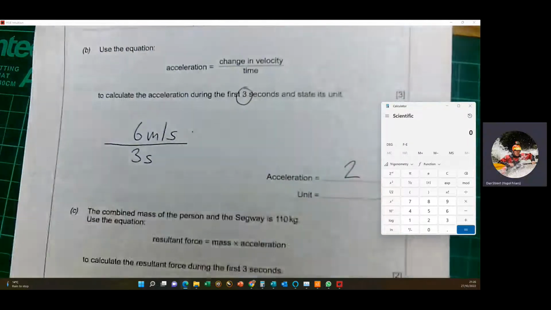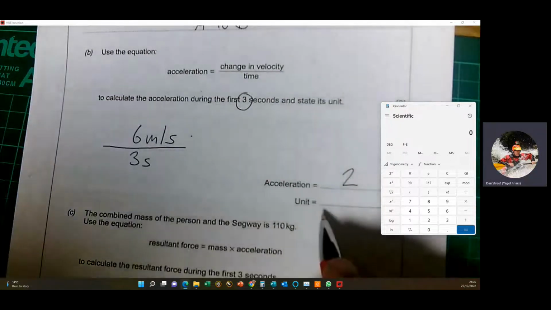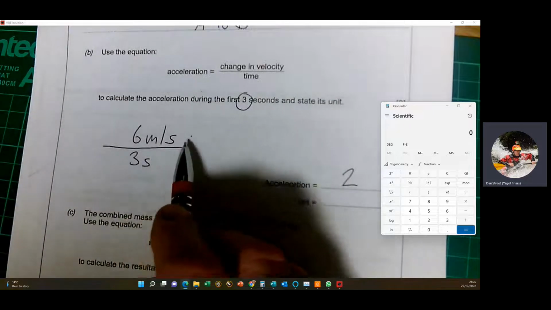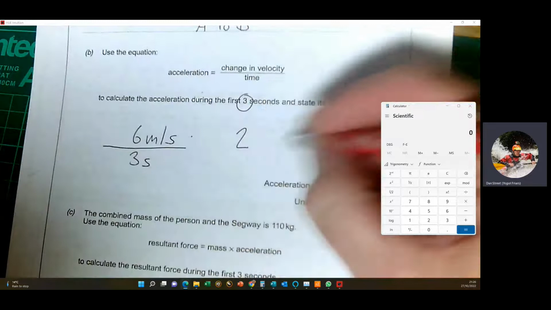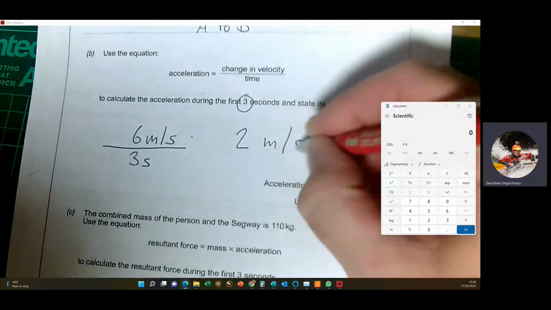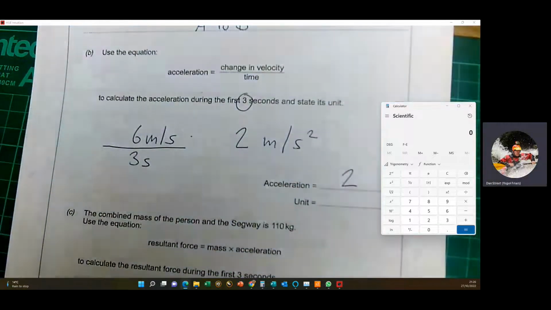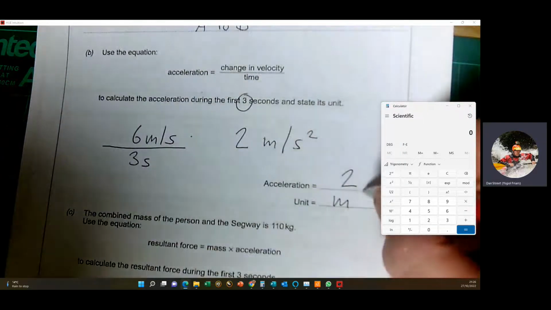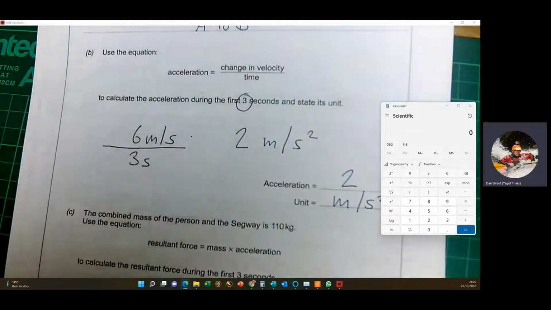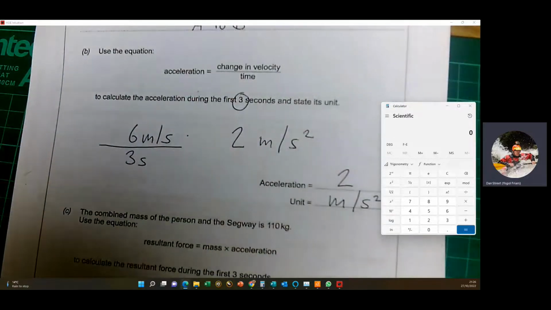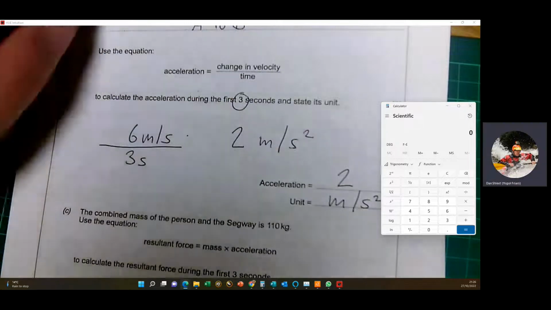But what many people failed to get correct was the units, because 6 meters per second divided by seconds actually becomes 2 meters per second squared, okay, or 2 meters per second per second. Those are the units of acceleration. Many people put meters per second, which of course is the units of velocity. Okay. The next question generally was well answered.